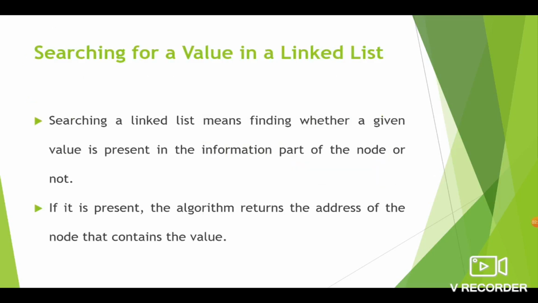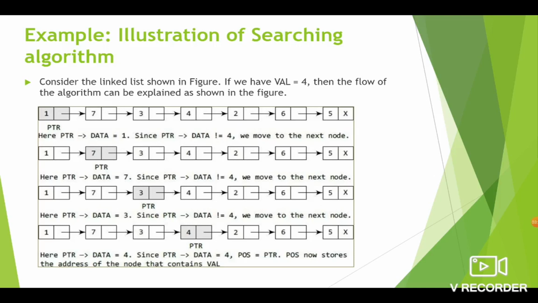The next operation we are going to discuss is searching for a particular value in a linked list. Suppose we have some elements in the linked list. If I want to find out a particular value in the linked list, then how does the searching process take place? If we find the value, then the algorithm returns the address of the node which contains the value.